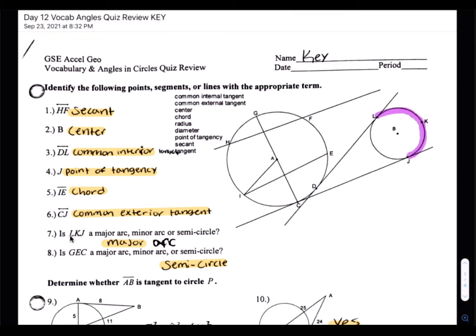Number 7 says, is LKJ major, minor, or a semicircle? From L to K to J, that's more than half of a circle, so that is a major arc. And number 8 is GEC, a major arc, minor arc, or a semicircle, starting from G, going through E, and stopping at C. That is half of a circle, so that is a semicircle.